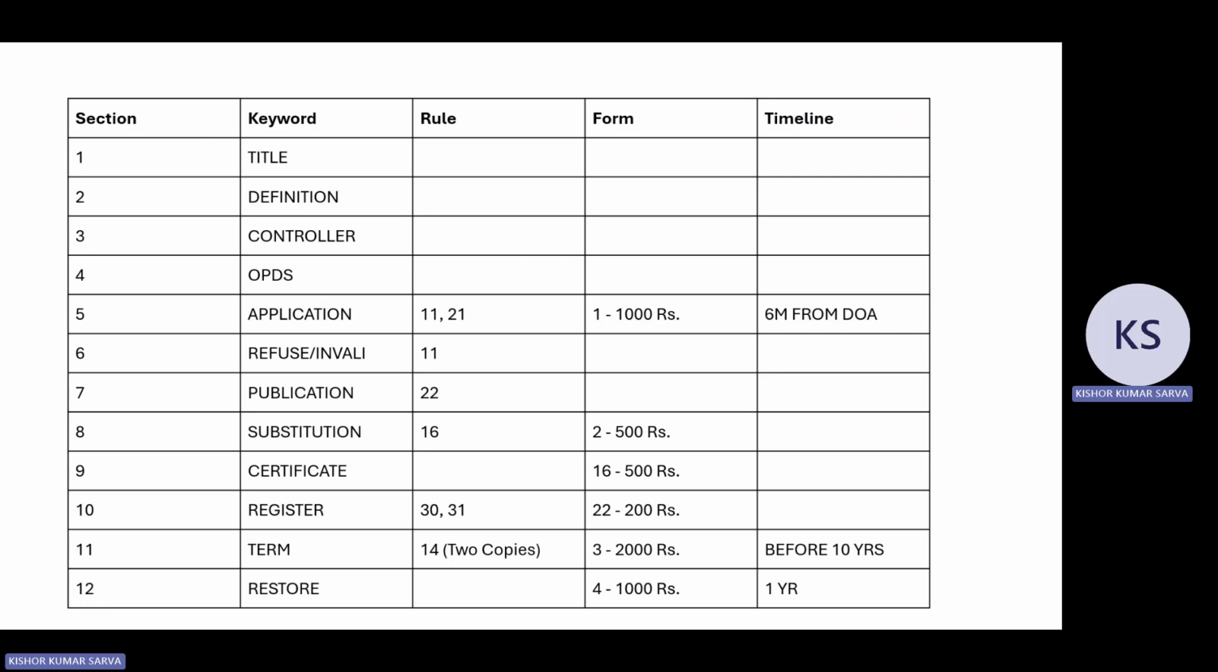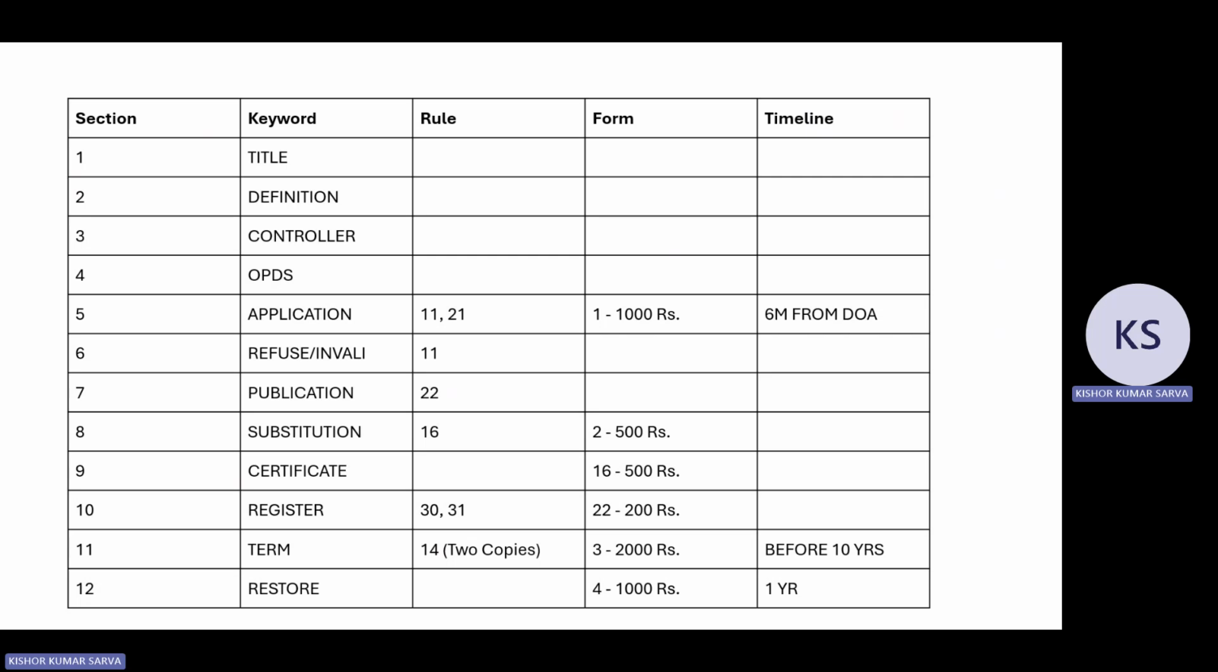Rule 30 says that all details of the register will be saved digitally. This we are talking about section number 10. Okay. Now section number 10 is about the register. So this register has rules 30 and 31. Rule 30 talks about the digitally saved data. If the saved data is lost, whatever backup data is there is considered authentic and final. If there is any dispute, they will check the duplicate register.